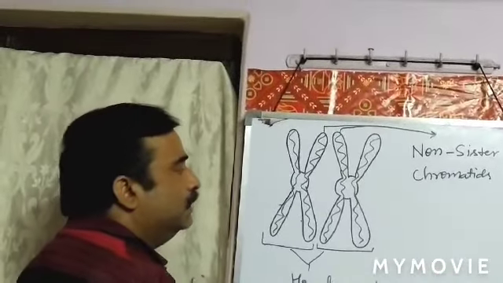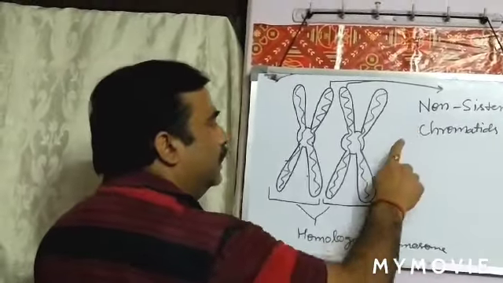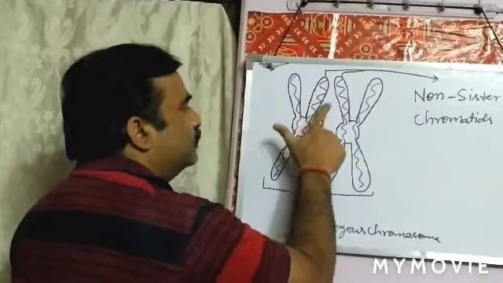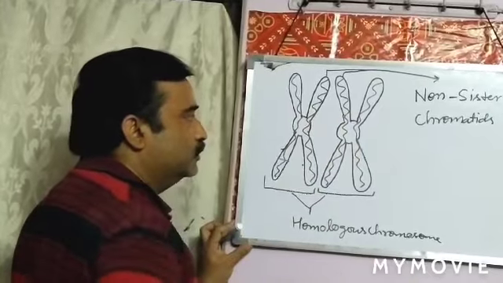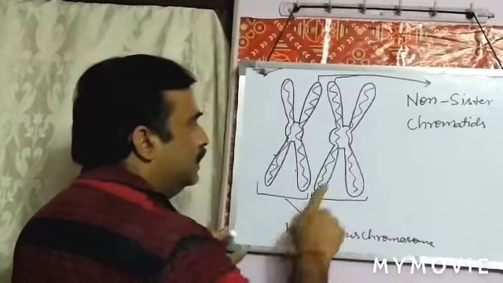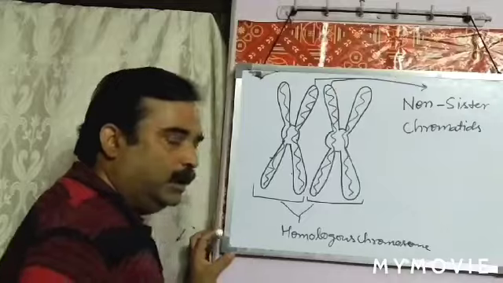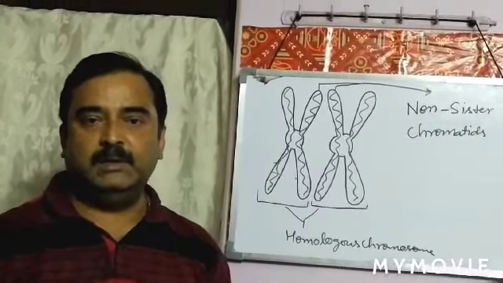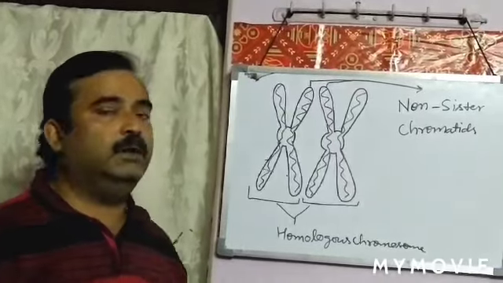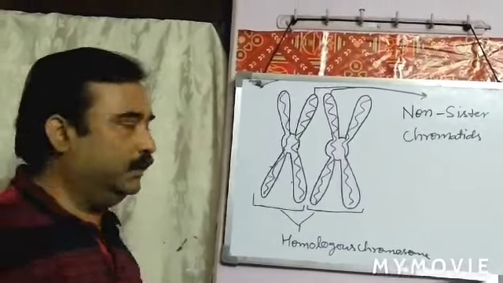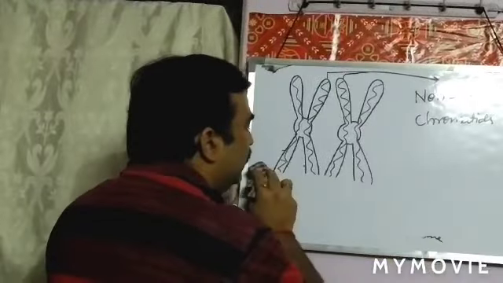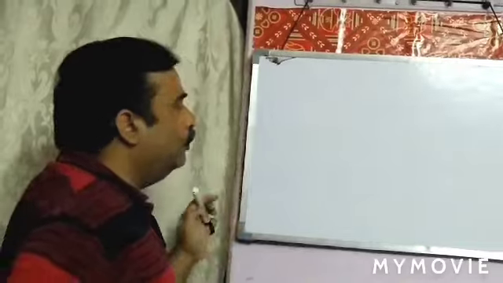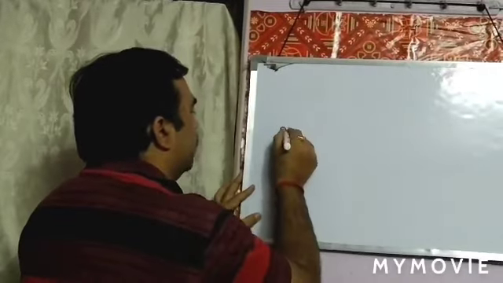Where does it occur? The crossing over occurs between non-sister chromatids: one chromatid of this chromosome and another chromatid of that chromosome. Non-sister chromatids of what? Homologous chromosomes, the chromosomes which are similar in shape, size, structure and genes, with one paternal and another maternal in the pair of chromosomes. So how does it occur? During crossing over, the two homologous chromosomes come closer.